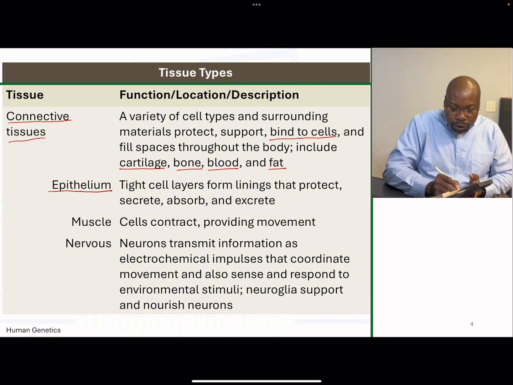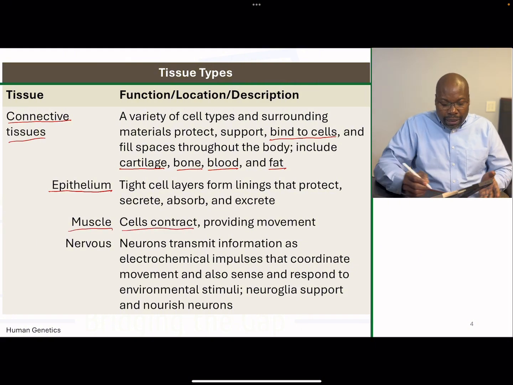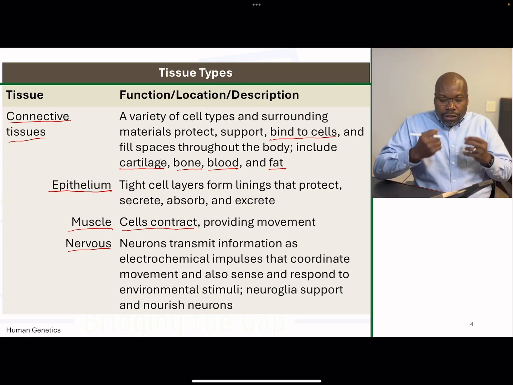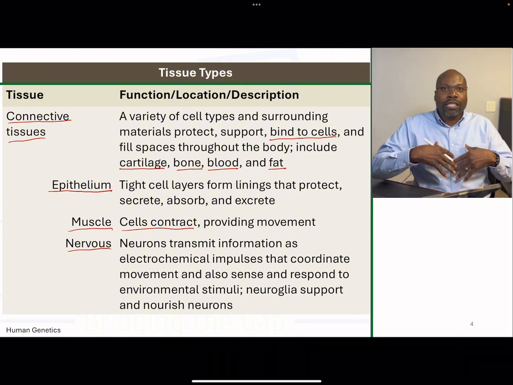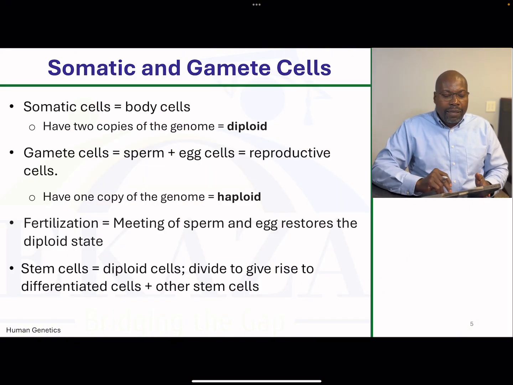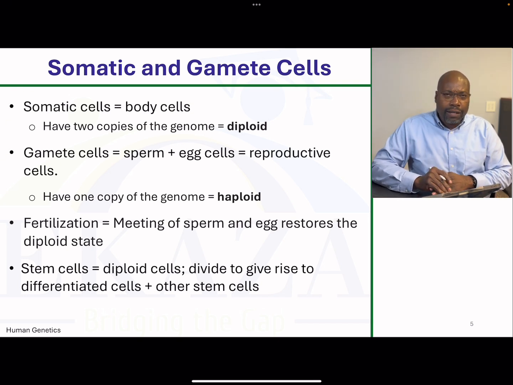Now let's move on to muscles. Muscles, they contract, they provide some movement. Nervous tissue, as I already mentioned, it gathers some information, transmits that information, and allows the body to respond to environmental stimuli. With that being said, let's take a look at the different kinds of cells.